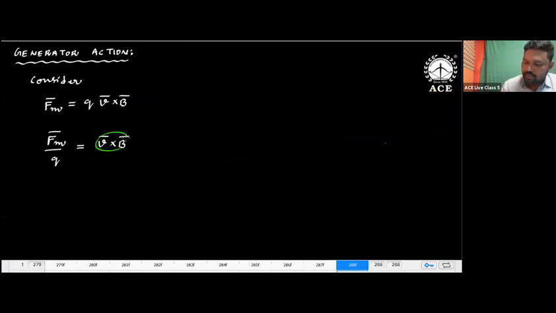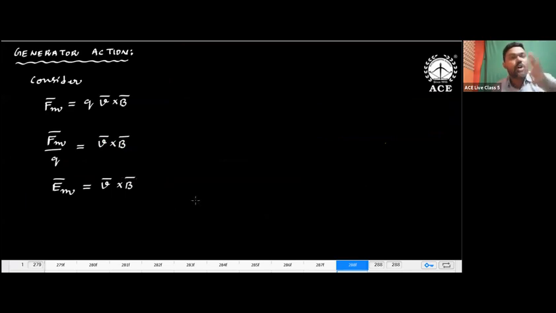Just forget about this one for the time being. What is the force per unit charge? What have you learned in your electrostatics? Force per unit charge is nothing but an electric field, isn't it? Observe here. So this is electric field, which is equal to V cross B.